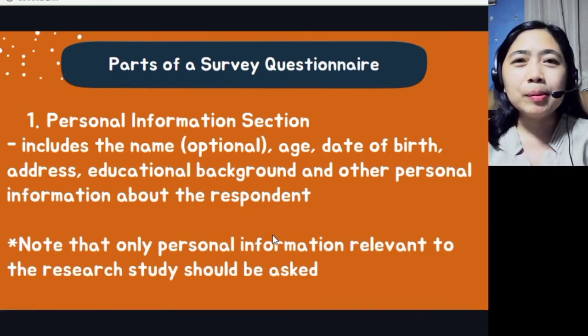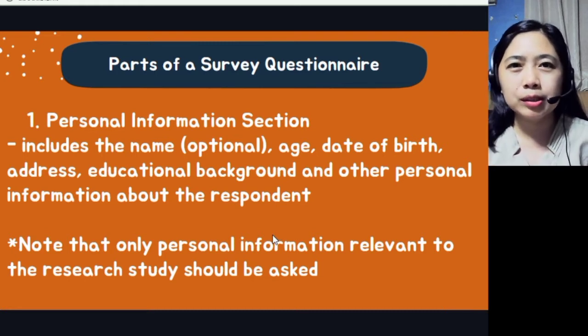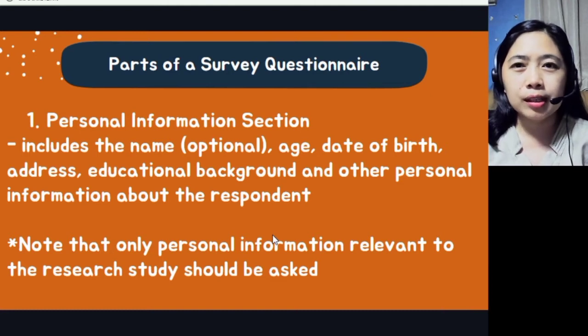Okay, so how do you make a survey questionnaire, or what should be in your survey questionnaire? So these are the parts. I think there are 4 essential parts. The first one is the personal information section.